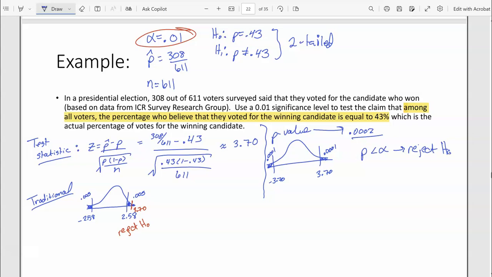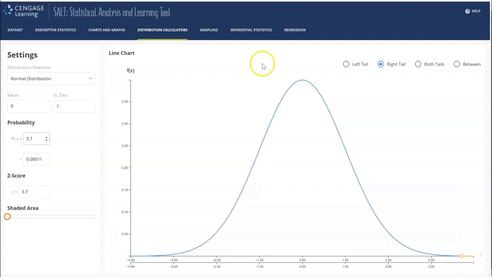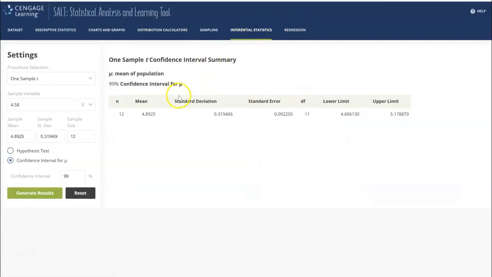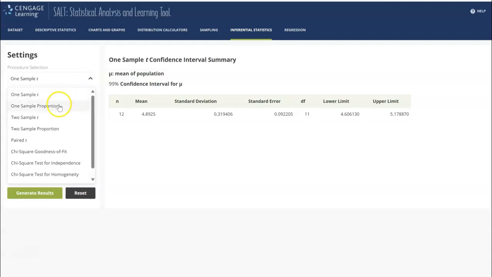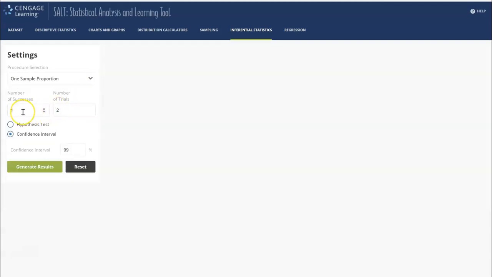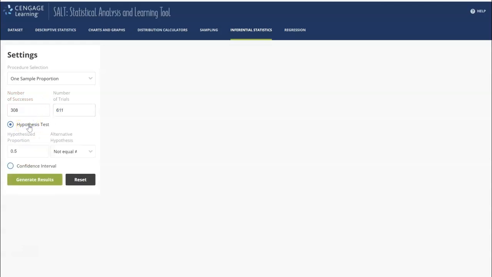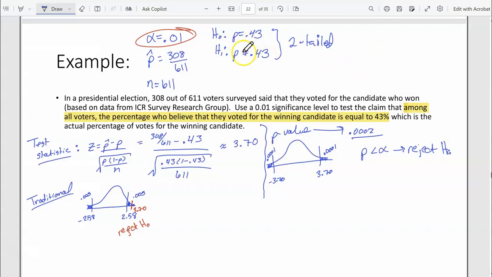If we were doing this using our statistics software, inferential statistics, we're doing a one sample proportion. The number of successes was 308. The number of trials we had, that's your N, 611. And this is a hypothesis test. The hypothesized proportion was 0.43. Now it's coming from what we're testing here, and this is a not equal to.